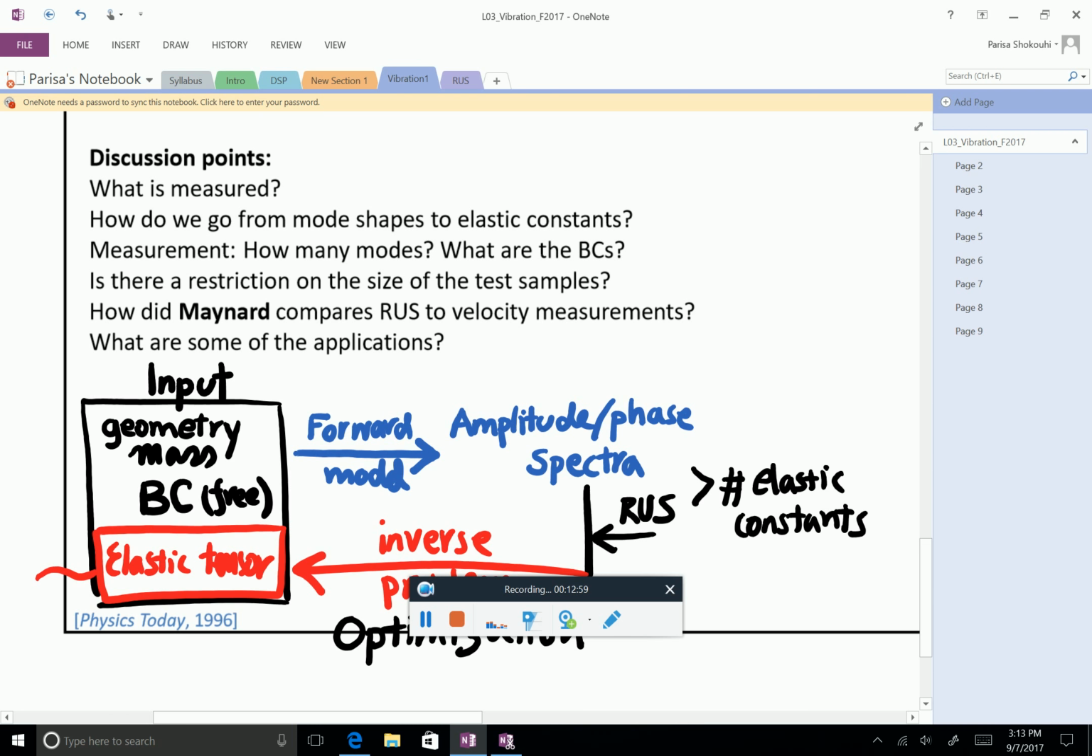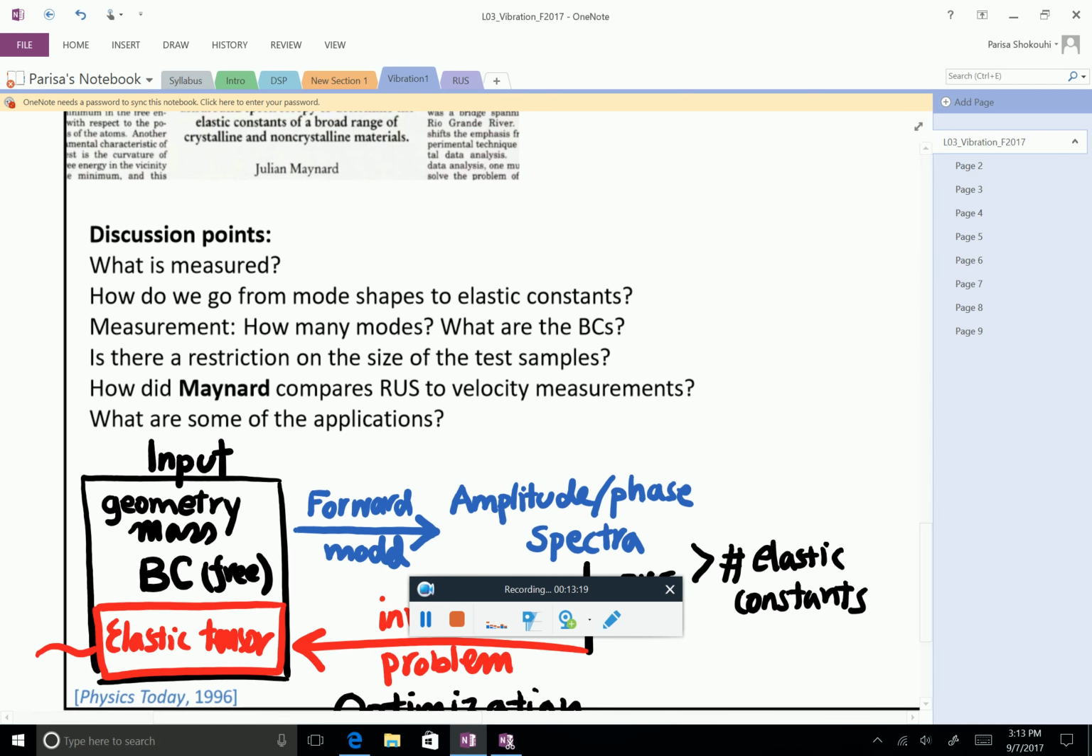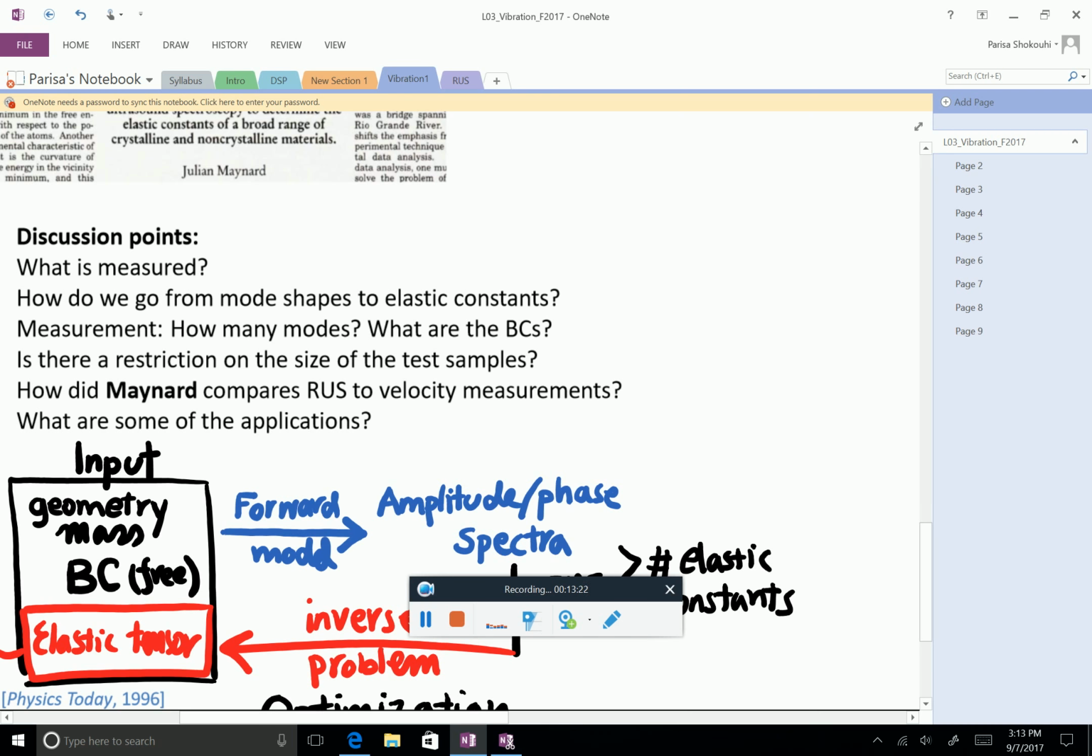So the answer is, it's very interesting, this method, because you can test very, very tiny crystals, but you can also test really large samples and even go and test the moon. So that's a big advantage. And then something that you may have seen is he argues that resonance measurements are better than velocity measurements for this particular application. Do you remember how he argues that, or at least where it is in the paper?